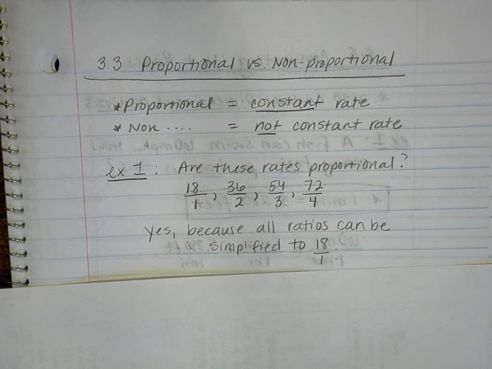So, proportional, constant. All of this just means that you're going to get the same ratio every time. And to figure it out, we have to get down to the unit rate and put it over 1.